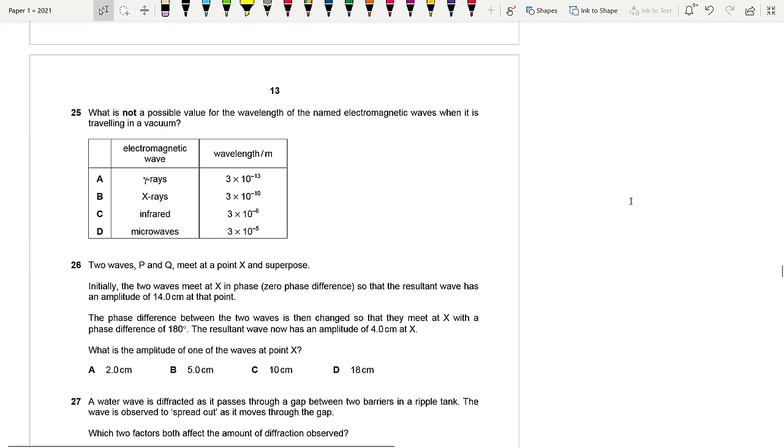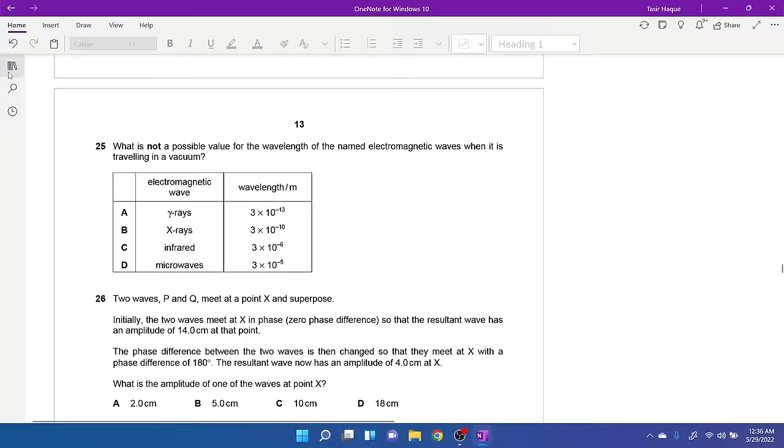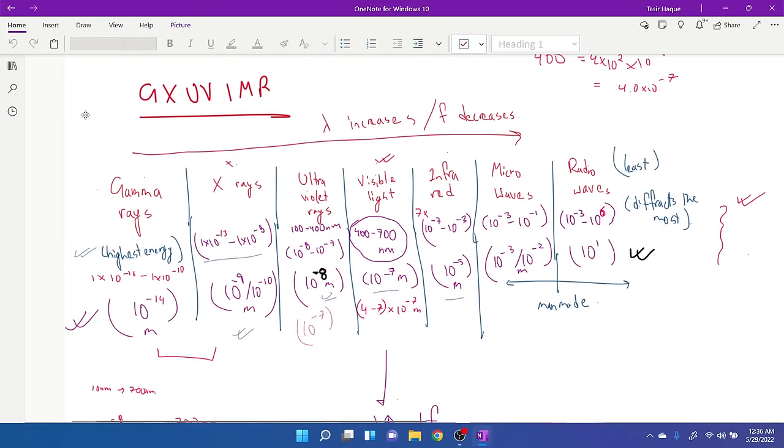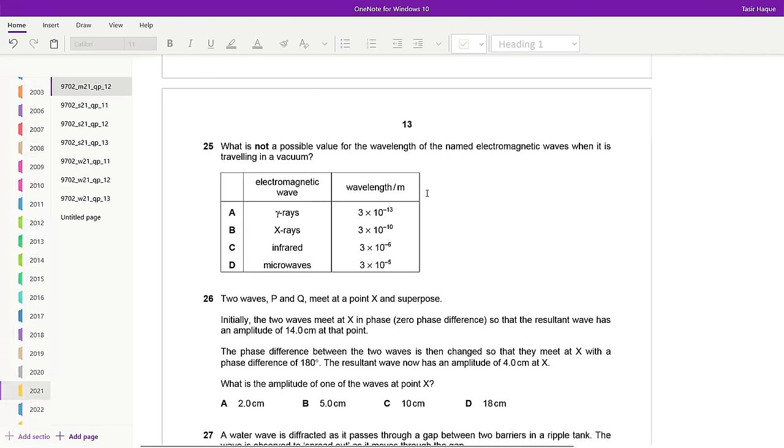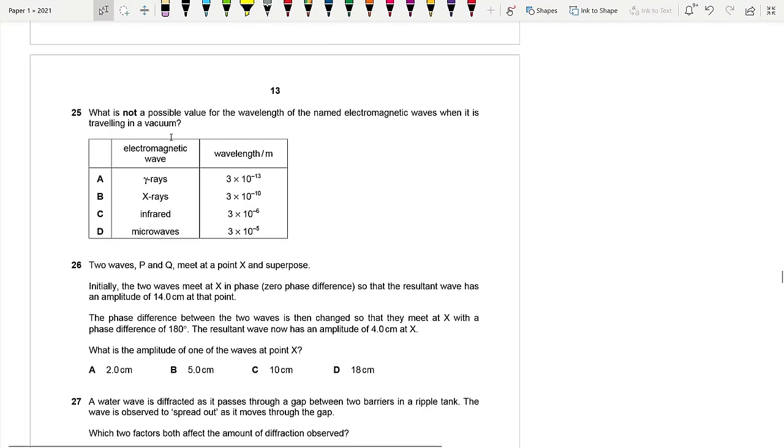25. What is not a possible value of wavelength? So basically, guys, this is the ultimate sheet, right? I'm telling you multiple times from my other videos. You need to memorize this, okay? Just memorize the wavelengths. Now, what is not a possible value for the wavelength of the named electromagnetic wave?